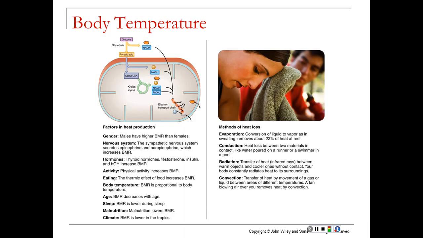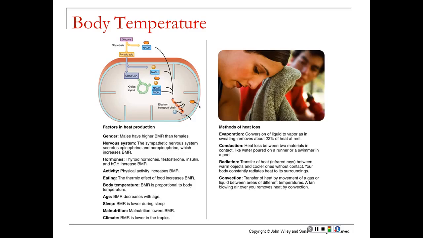The basal metabolic rate is actually proportional to your body temperature. So in other words, the lower your body temperature is, the lower your basal metabolic rate is, and vice versa. Your basal metabolic rate is going to decrease with age. As we know, everything kind of slows down as you age. Sleep is going to also lower your basal metabolic rate. Poor nutrition is going to lower your BMR. And the BMR tends to be lower in the tropical areas of the world because you don't have to generate as much body heat in those areas because the sun is there to warm you up.